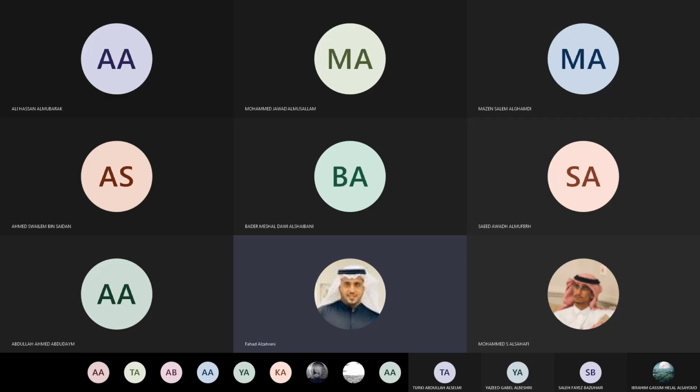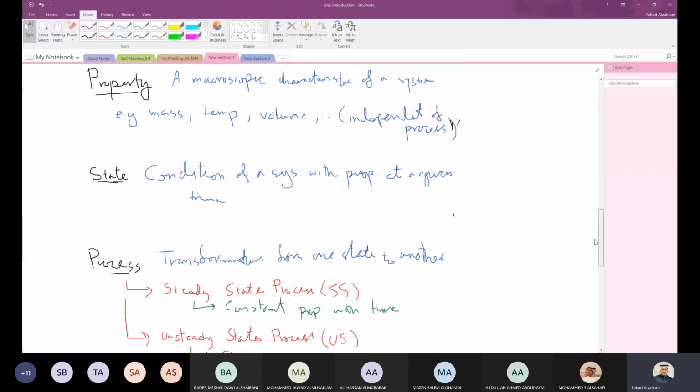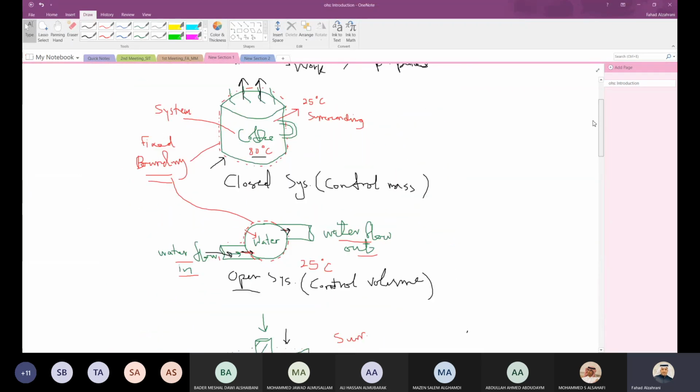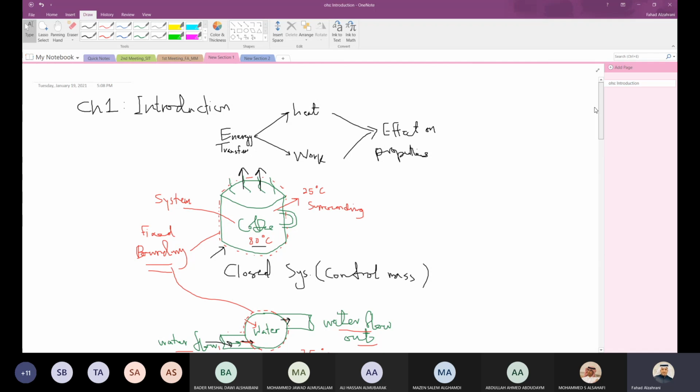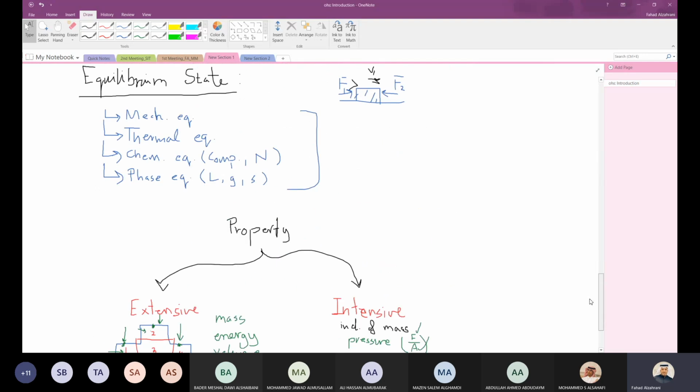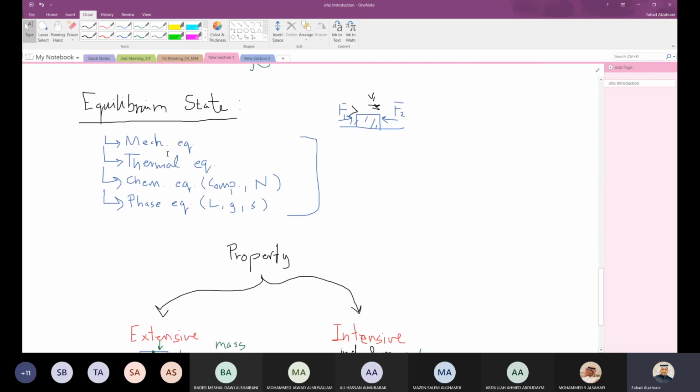Temperature. Okay. So last time, guys, we took a quick summary of some of the introductory basic concepts and definitions. And we talked about what an equilibrium state is in thermodynamics, and we said whenever we say the state of a substance or a system is this, that means all of these are in equilibrium, which is mechanically, thermally, chemically, and phase-wise.